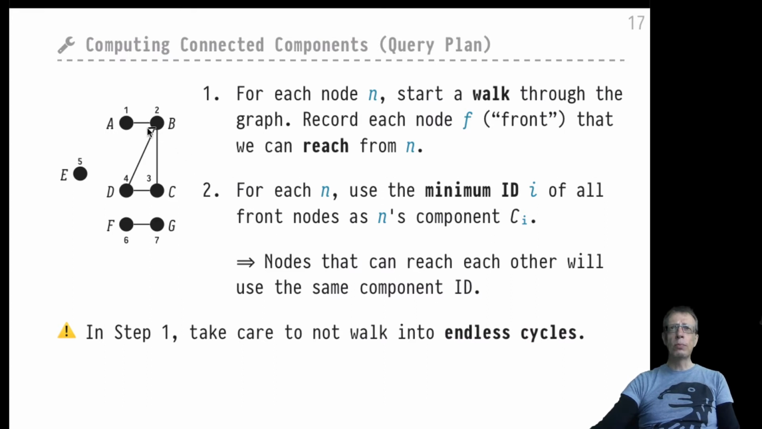So starting from B, we would of course be able to walk to D, which can walk to C, which can walk back to B. That's nice. So we could walk to D again. So that would be a cycle, and we could walk and walk and walk. We have to make sure that such endless cycles are detected and still lead to a termination of this walking phase. But as we can see, the set-based semantics of recursion in SQL will deliver this for free. Okay.